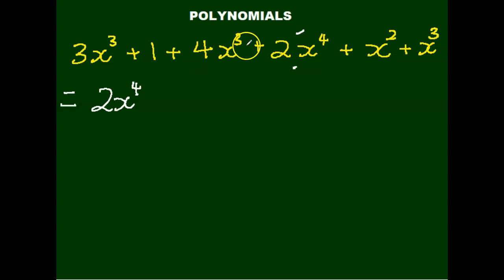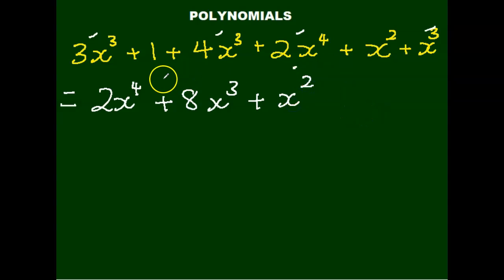What's our next biggest term? x cubed. We have a few x cubed terms. So we're going to do 3 plus 4, which is 7, plus 1, which is 8x cubed. Again, I'm going to make a little indication to myself that I've used those. Now we have x squared. There's only one x squared term, so I'm going to write that down. And I'm left with my constant, which is 1. That's how we solve addition of polynomials.